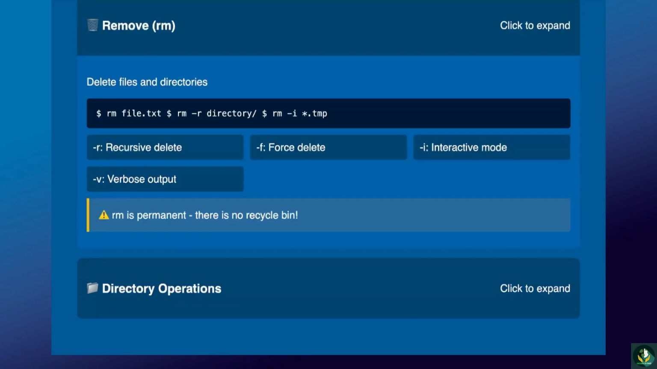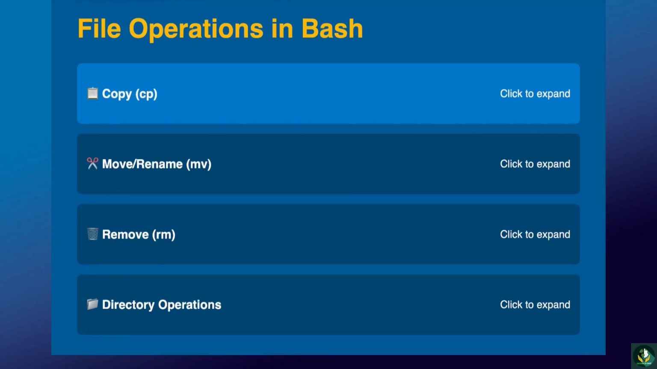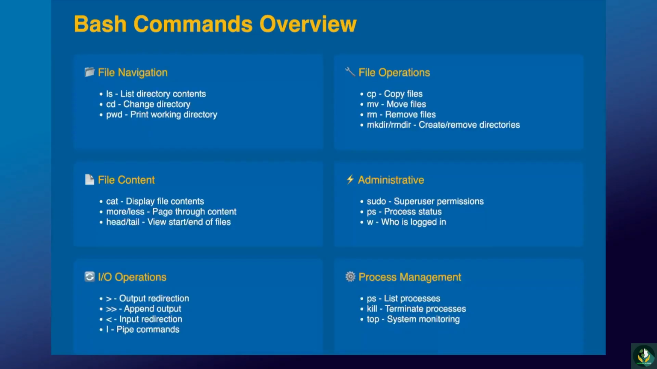That'll complete our lesson on file operations. We've covered the copy command, move command, rm command, and mkdir command in this lesson. Next up, we'll be talking about file content commands such as cat, more or less, head and tail, and so on. And we'll also need to cover administrative commands, IO operations here within this bash commands overview, and process management commands. So I hope it was informative, and I'd like to thank you for viewing.